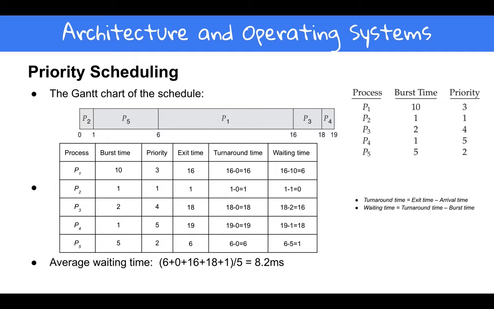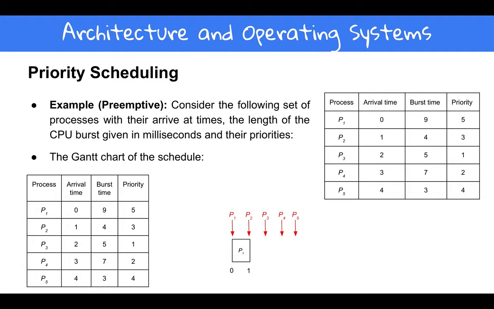Actually, because all the processes arrived at 0, we didn't need to think about preemption because all of them arrived at one point. But let's look at another problem, a very good one. Then we have different arrival time and subsequently we have preemption.